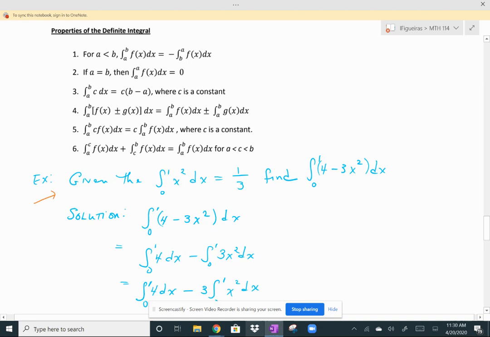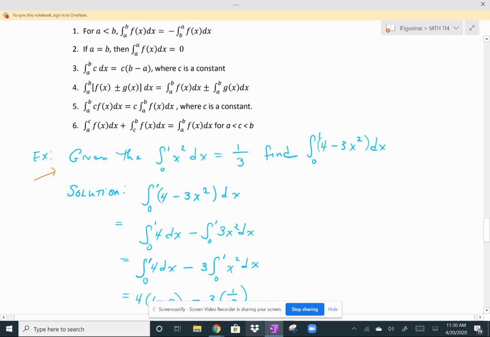Okay, so we'll be using a couple of these definite integral properties in this problem. So first thing I'm going to do is use property number 4 right here and split them up into 2 separate integrals. So I have the integral from 0 to 1 of 4 dx minus the integral from 0 to 1 of 3x squared dx. Then in the next line, I'm going to use property number 5 on the second integral because I'm going to factor out the 3 in front of the 3x squared. So I have the integral from 0 to 1 of 4 dx minus 3 times the integral from 0 to 1 of x squared dx.